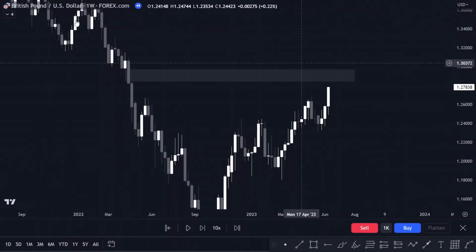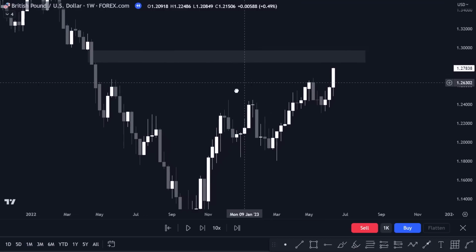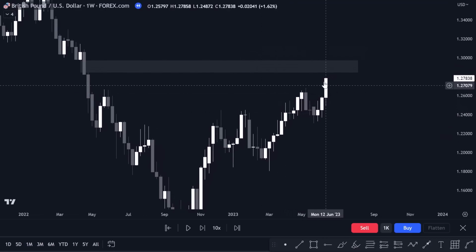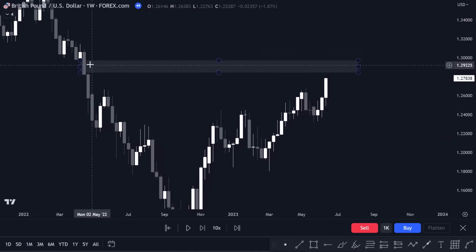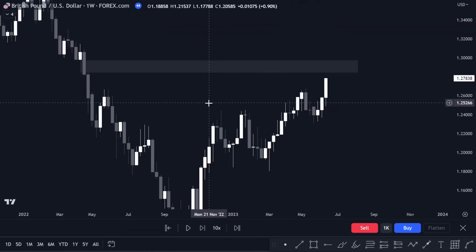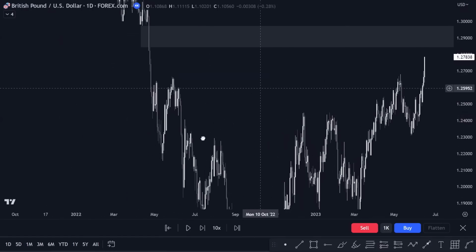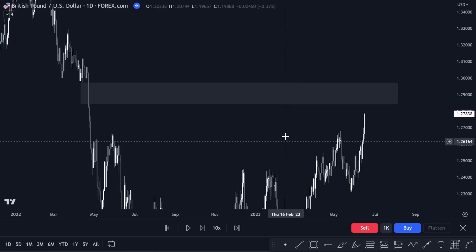The first example I'll cover is GBP USD, pound dollar. Now we can see clearly that price is approaching a weekly fair value gap, PDR array right here, and price is also taking this liquidity. And if we switch to the daily, we can see that we also have the same fair value gap right here.